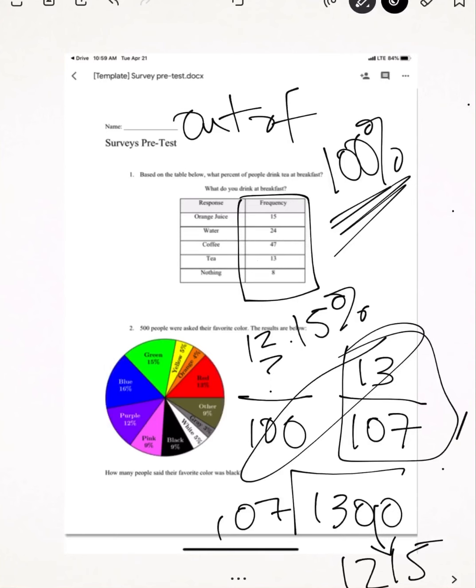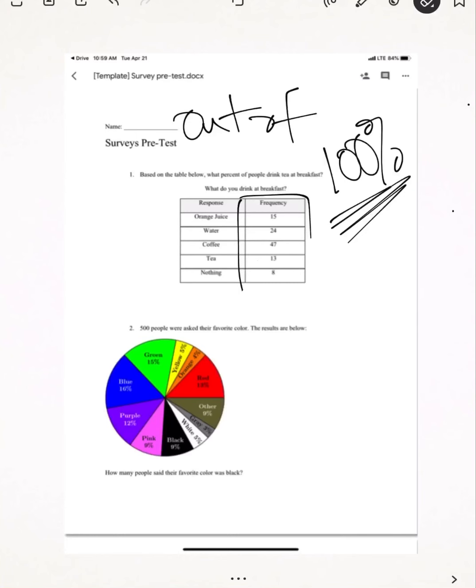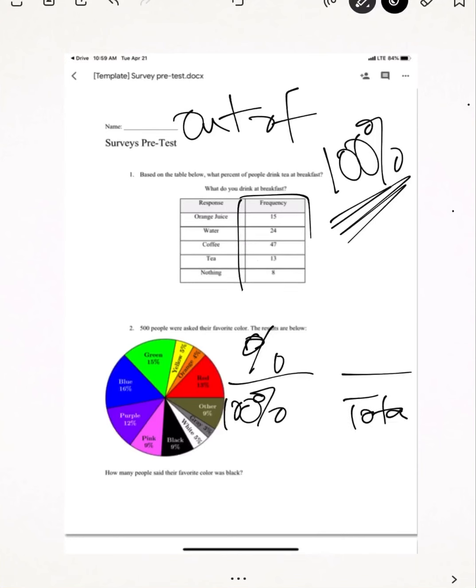So that's how we work out percentages when we are looking at these survey questions. Now, all we have to do is manipulate this original formula here. This will always be my 100%. This will be the percent we don't know. This will be my total, and this will be the out of, the smaller amount.